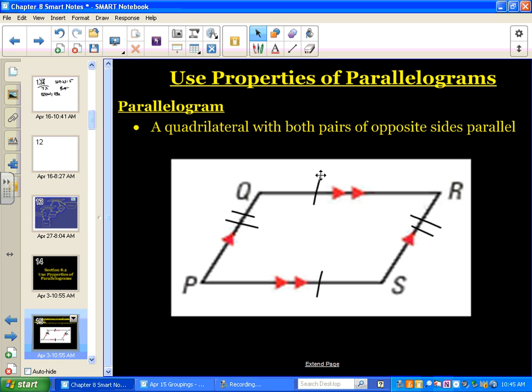Now, then I gave you a theorem about parallelograms. What theorem did I give you about a parallelogram? Edmund. Good. The opposite angles of a parallelogram are congruent. So Q is congruent to S. P is congruent to R.